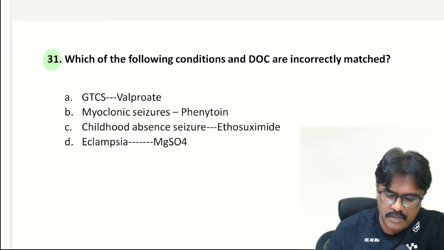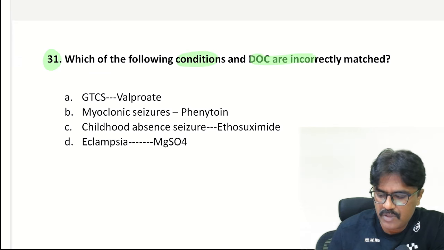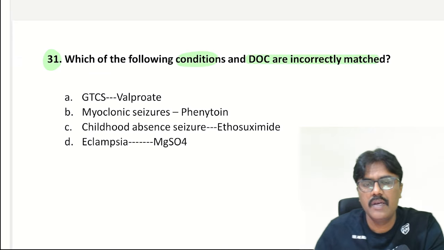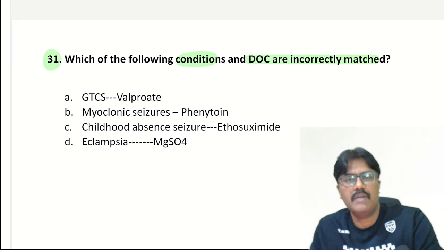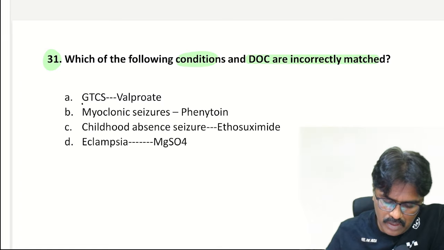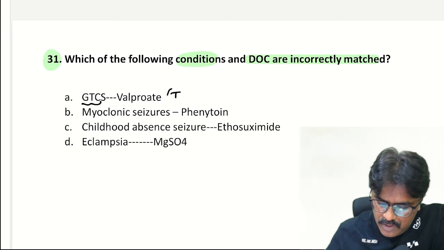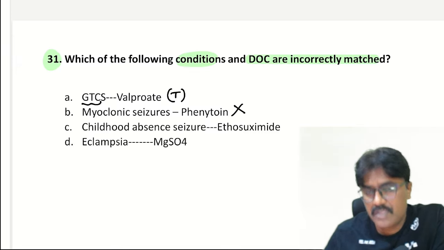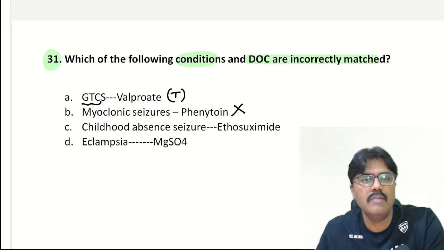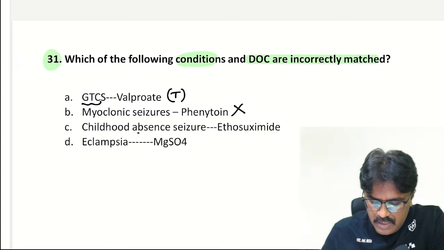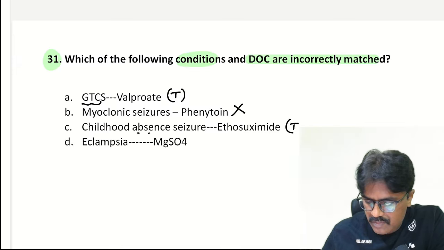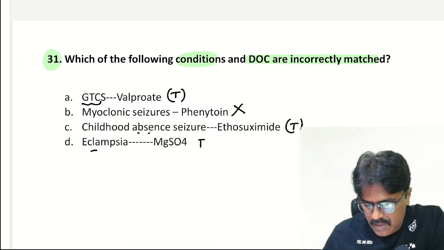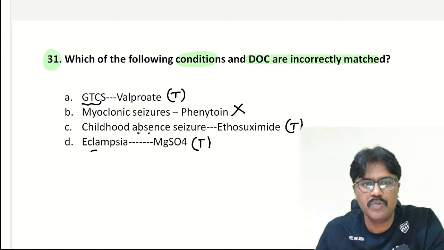Question number 31. Which of the following conditions and drug of choice are incorrectly matched? So again, the seizure conditions are frequently tested. Generalized tonic-clonic seizure, the drug of choice is valproate, true. Myoclonic seizure, phenytoin, false. Phenytoin is contraindicated in myoclonic seizures. Childhood absence seizure, ethosuximide, true. And eclampsia, magnesium sulfate. So the answer is B.